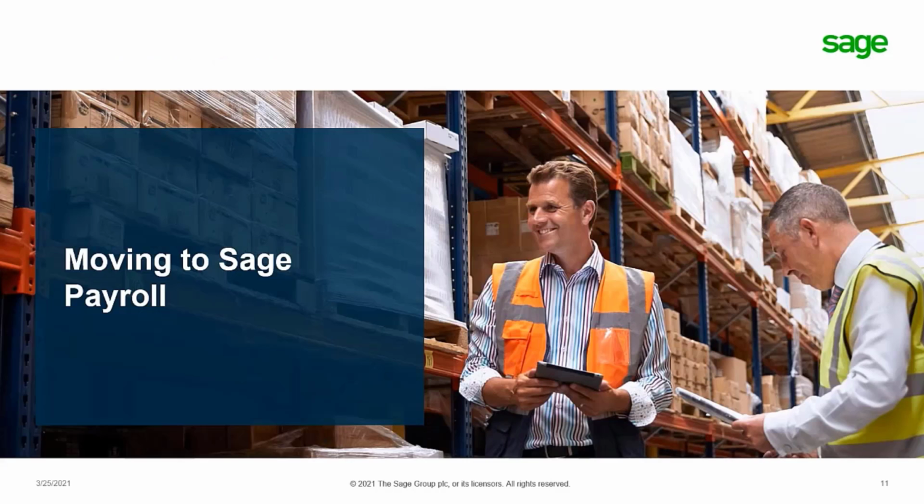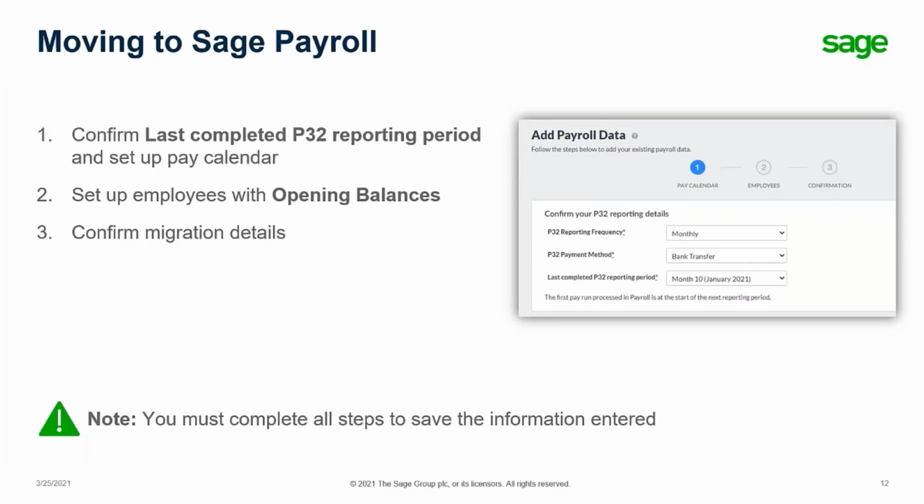We'll now move on and we'll show you how to set up the payroll if you're an existing payroll, but you're coming over part way through the year. As mentioned earlier, if you are moving partway through the year, there's some additional steps that you'll need to complete. So when you choose the option to migrate an existing payroll in the welcome screen, you'll be asked to confirm the last P32 reporting period. You'll be asked to set up your pay calendar and your employee records, which will include year-to-date values.